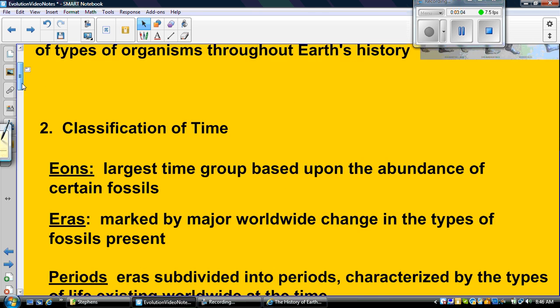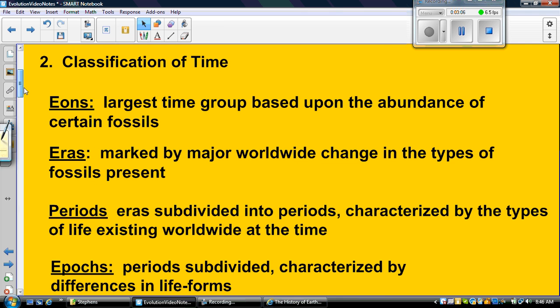Pretty much the time scales are classified by the appearance or disappearance of fossils. An era is the next longest time scale in our geological time, and it's marked by major worldwide change in the types of fossils present. So something happened to change it from one era to the next, whether it was a mass extinction that caused some fossils to disappear and then new ones to appear. That's what you guys are going to be able to find out.